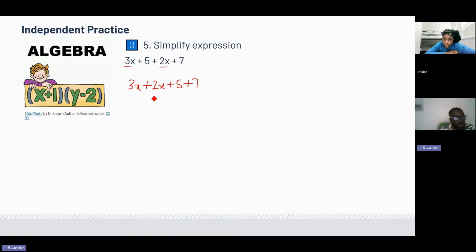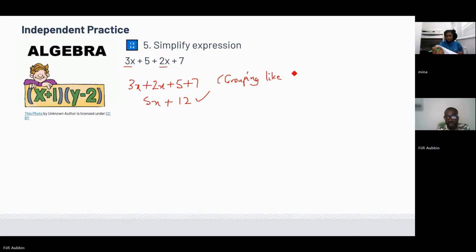So 3x plus 2x, we're going to get 5x. 5 plus 7 is what? 12, yeah? So take note of that. So you just need to go step by step when solving math questions. Okay? So you need to group them, grouping like terms. Okay? Good. Well done.